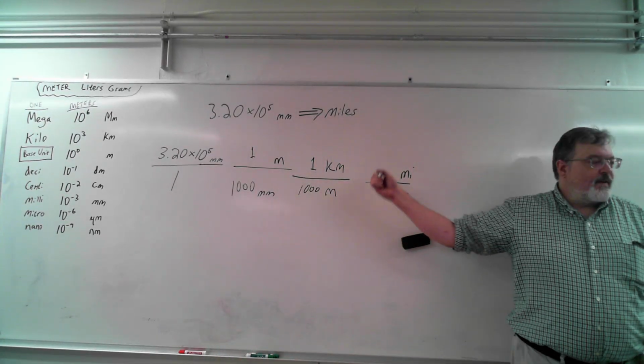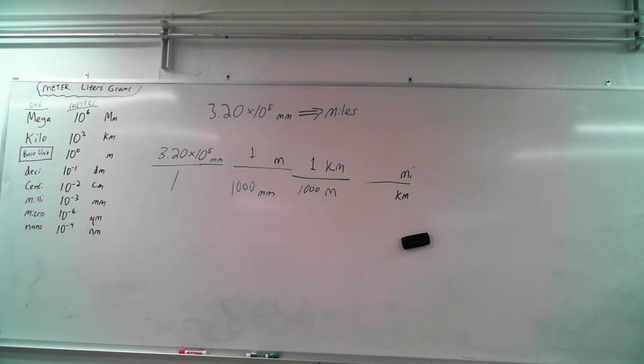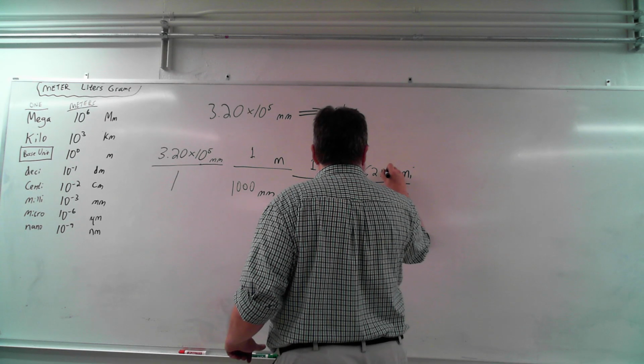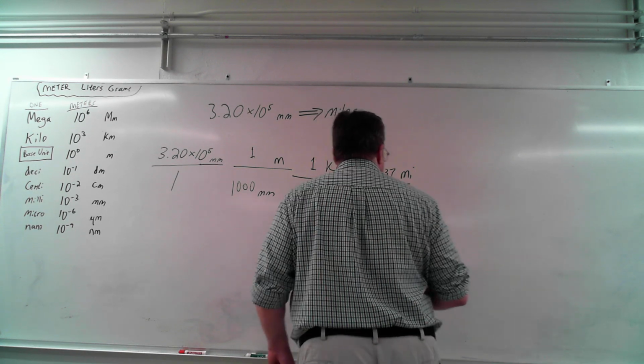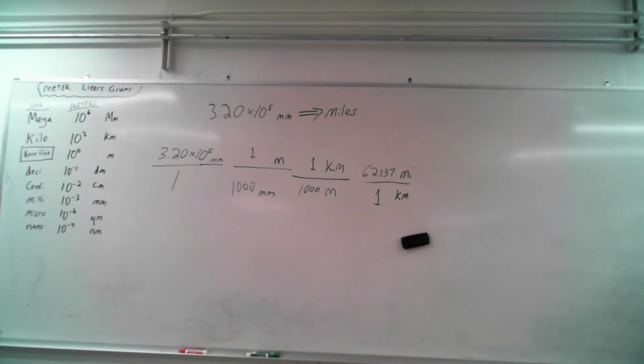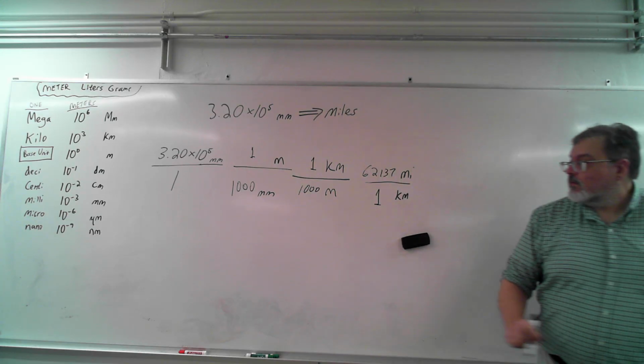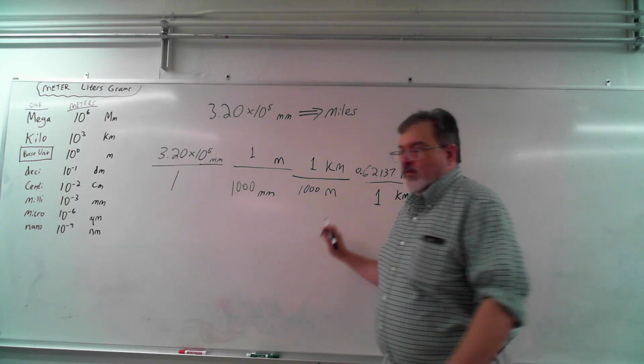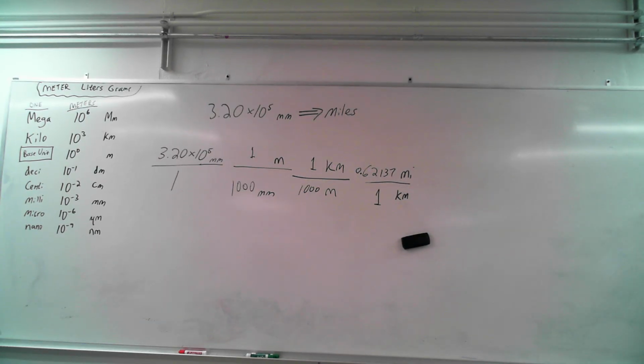Okay, and this is what I found in my list. That is kilometers to miles. 1 kilometer is 0.62137.